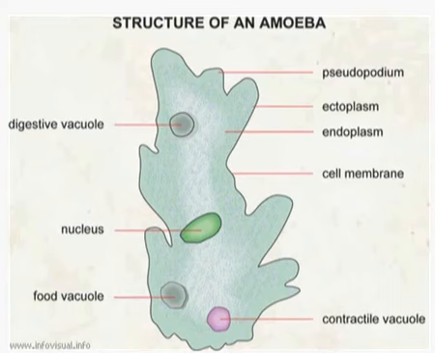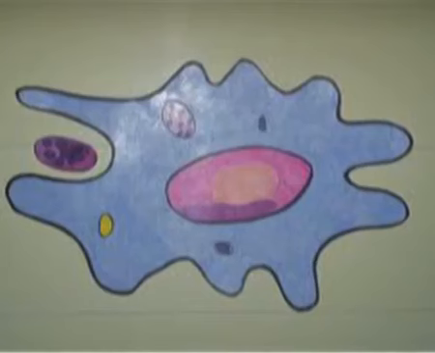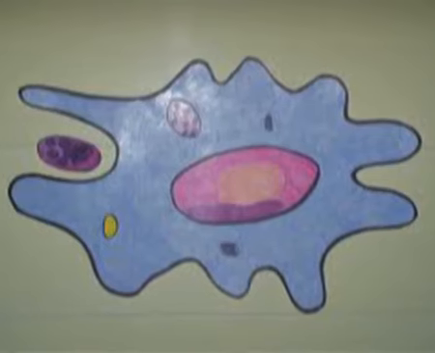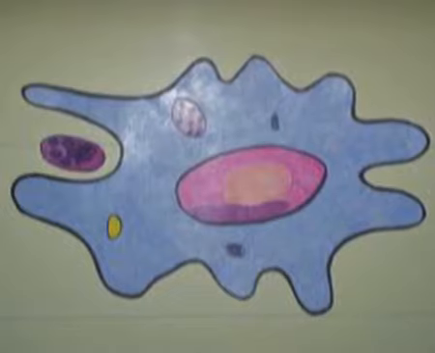Pseudopodia also helps this animal in capturing the prey and forming a food vacuole, where food is finally digested and given out into the cytoplasm to carry on the various activities of life. The excretion in them is not required because they live in water, but they do have an osmoregulatory mechanism which is carried out by the contractile vacuole.